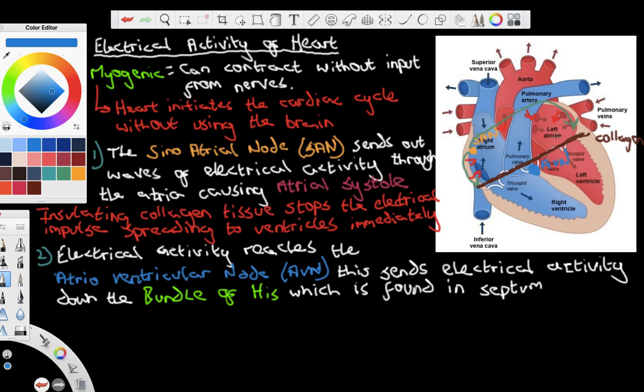When the electrical impulse, which we did in this greeny colour, didn't we, reaches the AVN, it sends the electrical impulse down some fibres known as the bundle of His. And the bundle of His is found in the septum here. It's found in the dividing wall. So this is my bundle of His. Okay. So when the electrical impulse reaches the AVN, it then sends an electrical impulse down the bundle of His. Our final stage is number three.